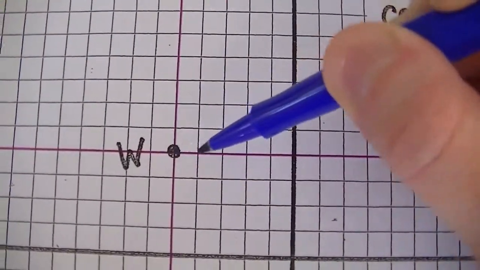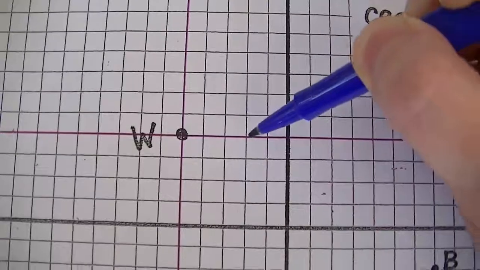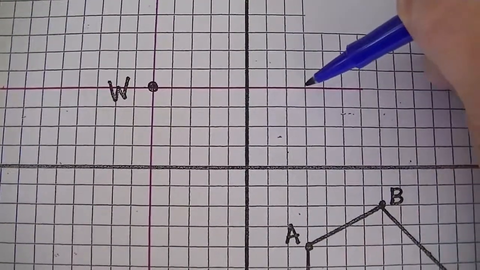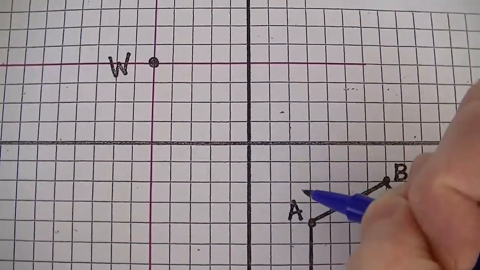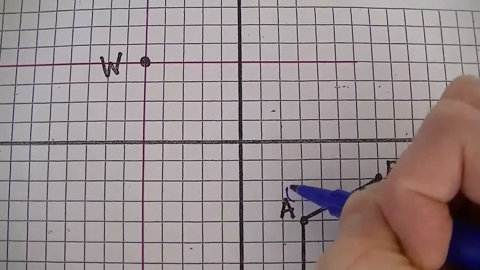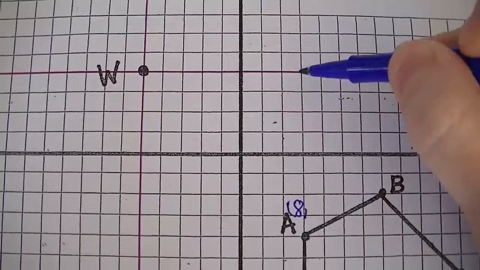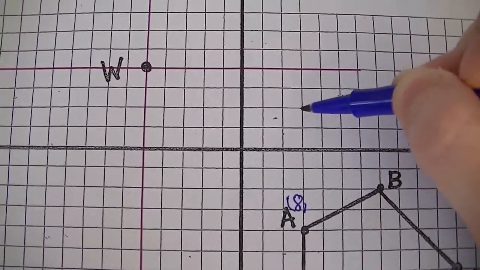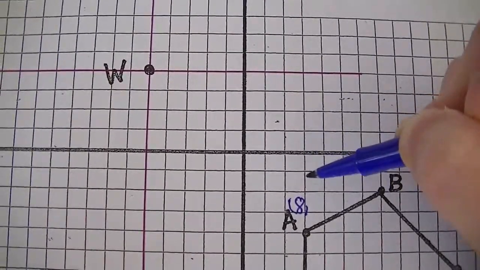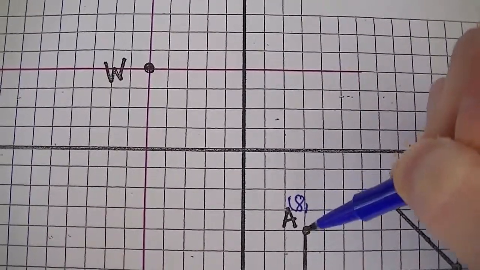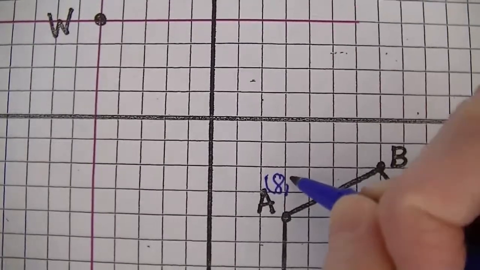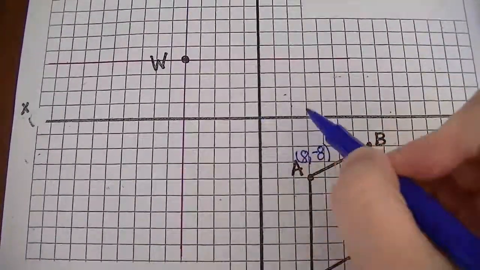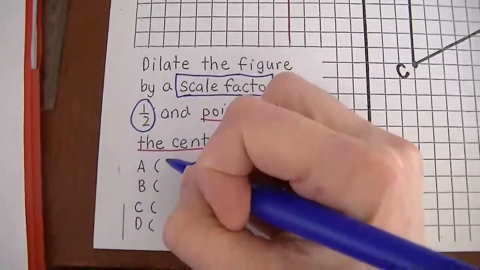So this right here is 1, 2, 3, 4, 5, 6, 7, 8. So I know right here, this point right here is 8, comma, and then negative 1, negative 2, negative 3, negative 4, negative 5, negative 6, negative 7, negative 8. So it's 8, comma, negative 8. Okay? Remember, ignore the old one, the old X and Y axis.